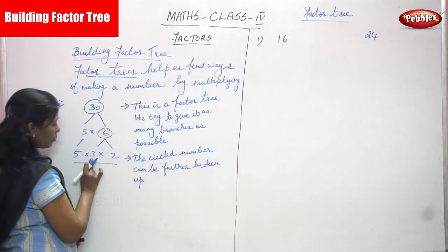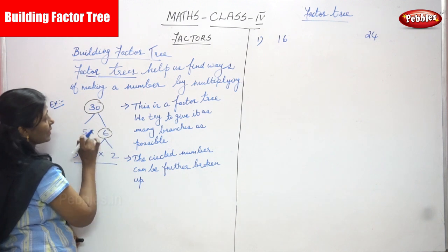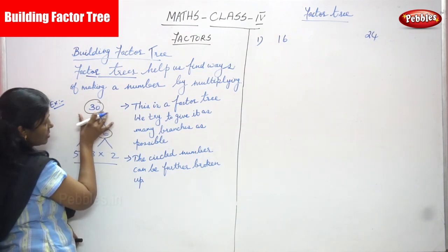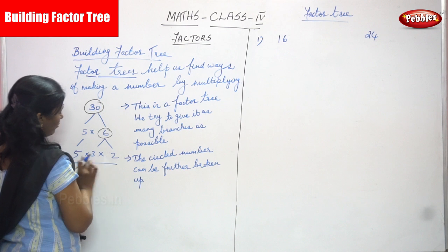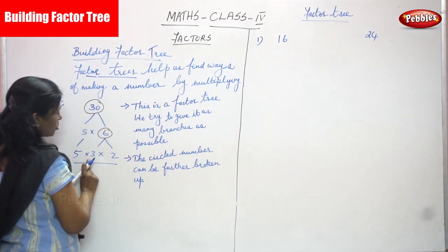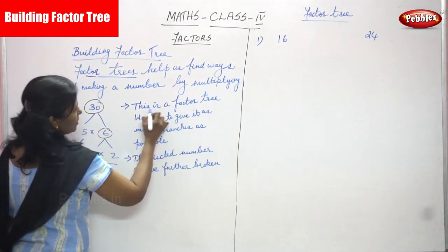So 5 into 3 is 15, 15 into 2 is 30. You can get the number. So now you find the factor of 30. The answer is 5 into 3 into 2. So this is a factor tree.